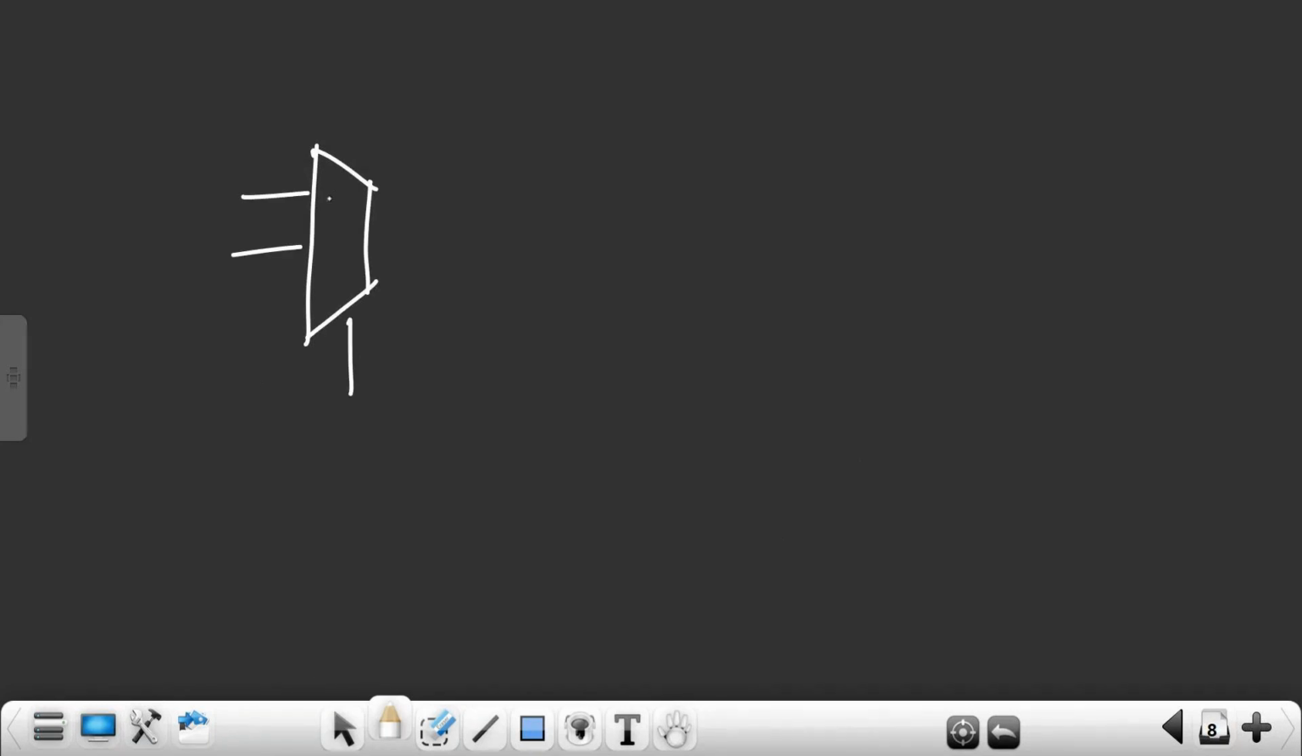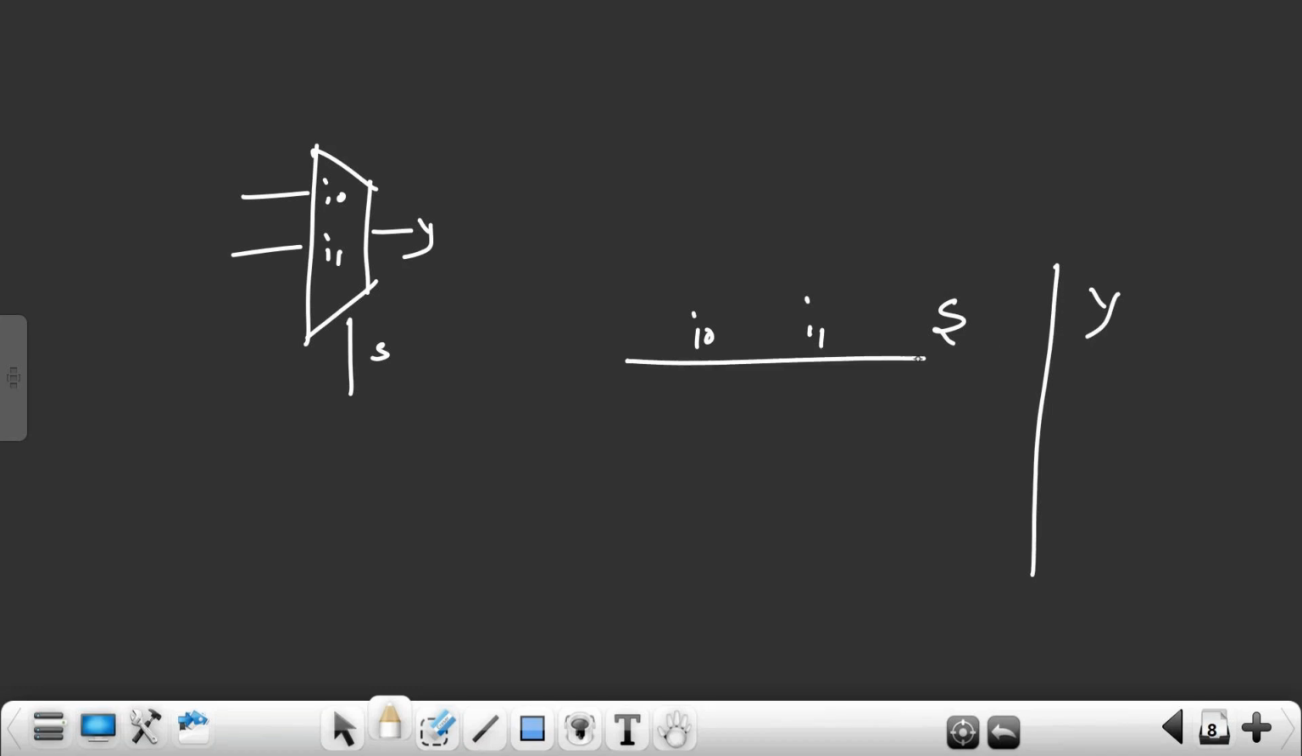I0, I1, select line, Y. So your I0, I1, select line, and Y, you apply the test case now. 0, 0, 0. What is the output? If select line is 0, your output should take I0. Output is 0. Next you will apply 0, 0, 1. If select line is 1, your Y should take I1. I1 is having 0. That will go to output.